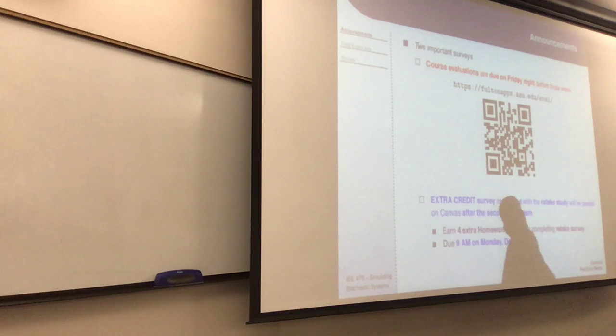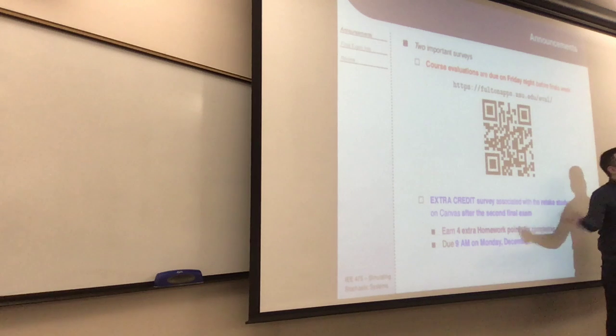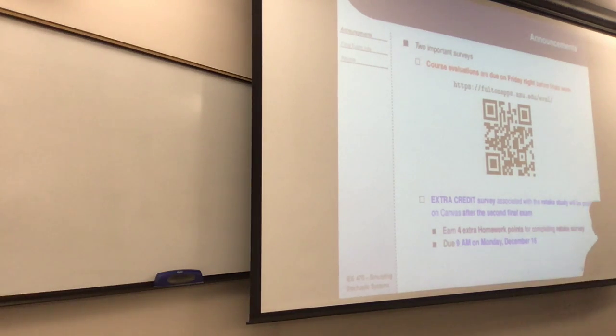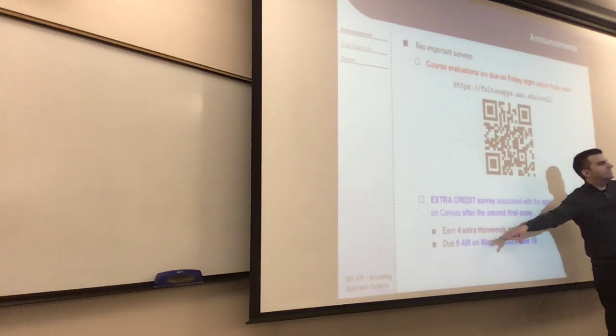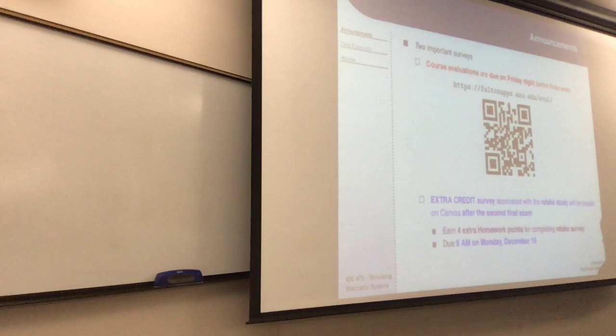But that doesn't happen until the minute that the retake during finals week ends, and then it will be available basically until grades are due. And so that morning of the 16th, they will send me a list of who filled out this survey. I'll put that up into Canvas, give all those people the 4 extra credit homework points, and then I'll submit your grades. So that's the process there. So 2 surveys that are both important to me, the course evaluations and this extra credit one. This one won't be available till right after the retake during finals week.